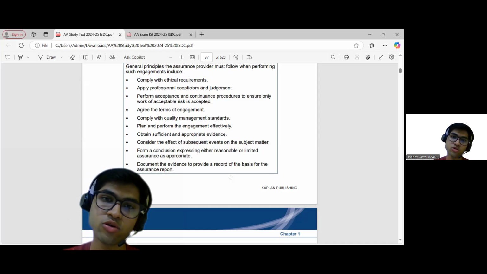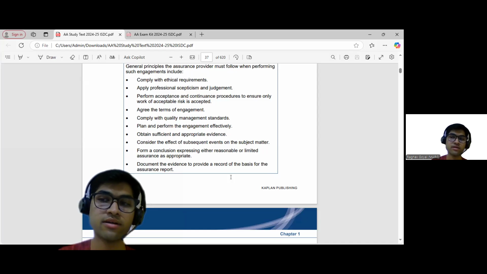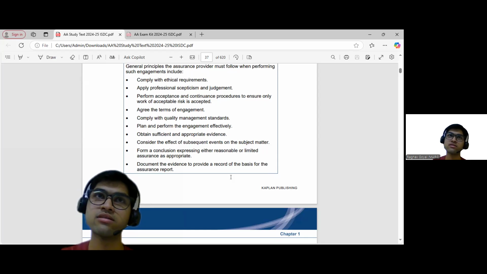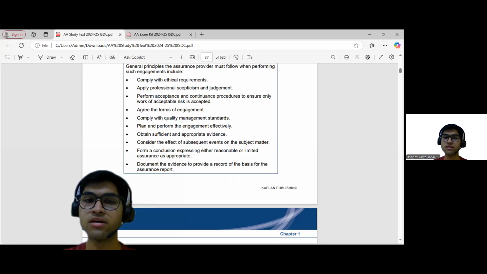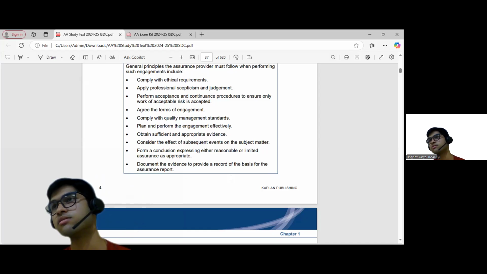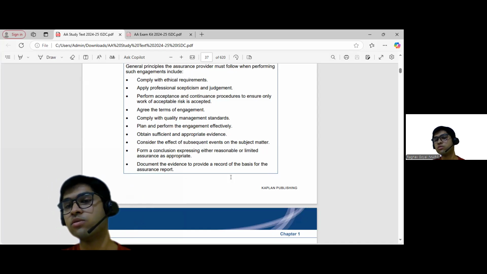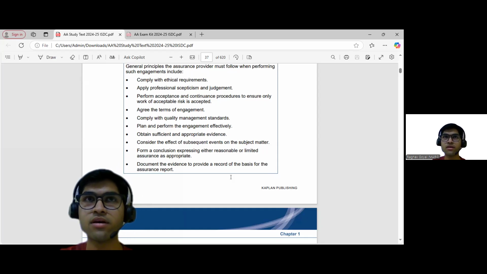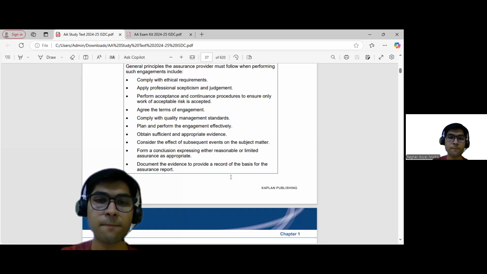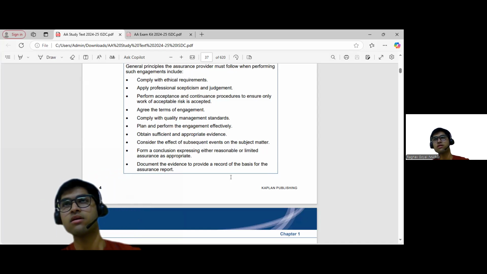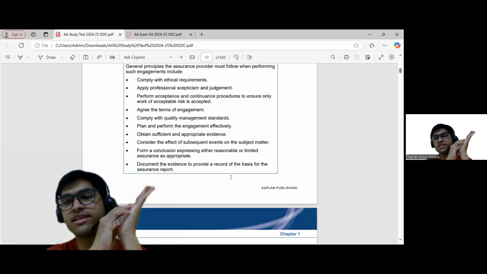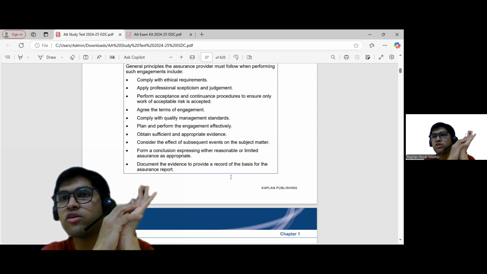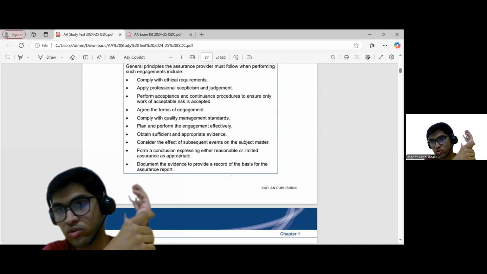Then you have to use your professional skepticism and judgment. This is something which you will hear a lot in the audit paper and even in the professional level papers going ahead. What is professional skepticism? I'll give you a minute to maybe grab a few thoughts about it. So basically, professional skepticism, put in the simplest of terms, is not accepting things at face value.